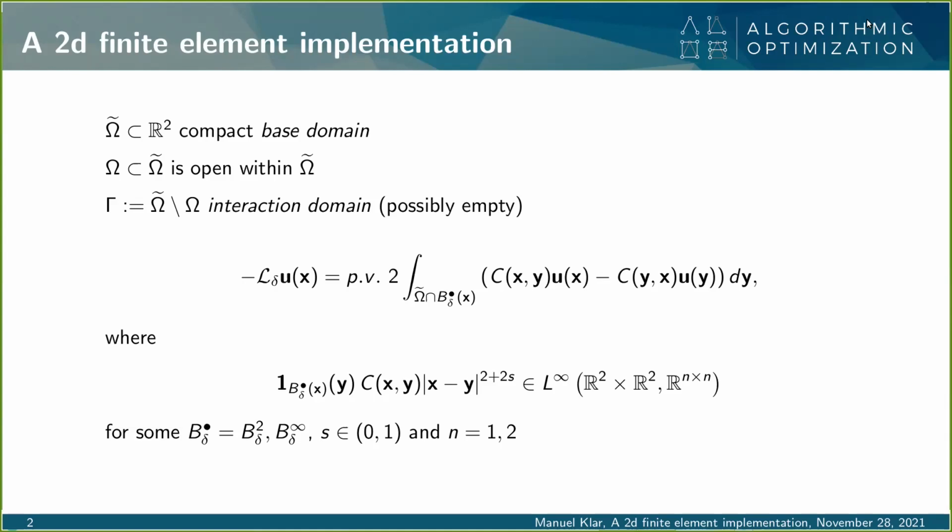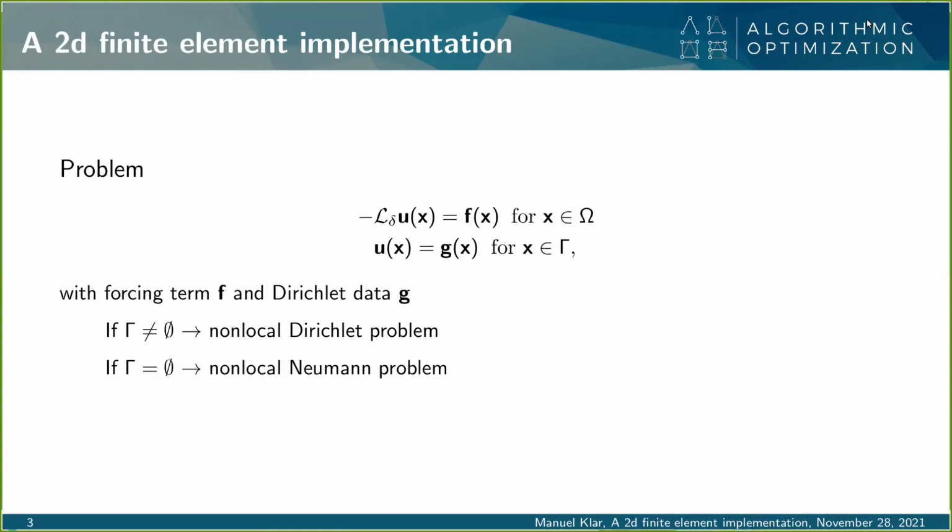So this is the setting which we look at, and this is what this code, or this function which I present to you, will be able to assemble, so set up. The problems you can solve with that are, for example, Dirichlet type problems, where we have the unknowns on omega and some Dirichlet data given on the non-local boundary gamma. Whereas if gamma is empty, then we get to a non-local Neumann type problem.